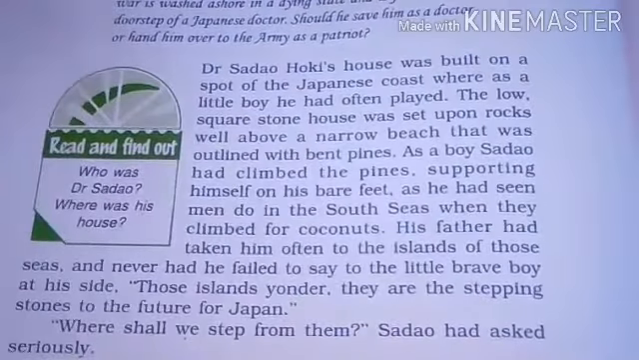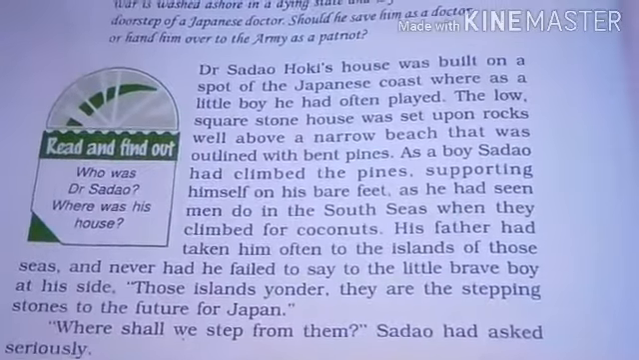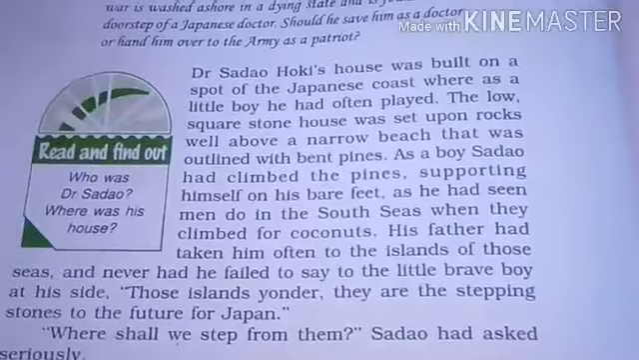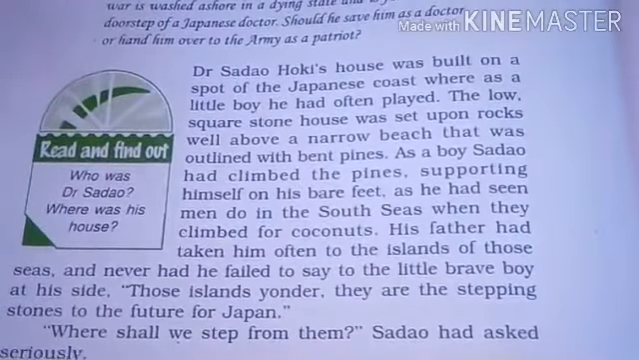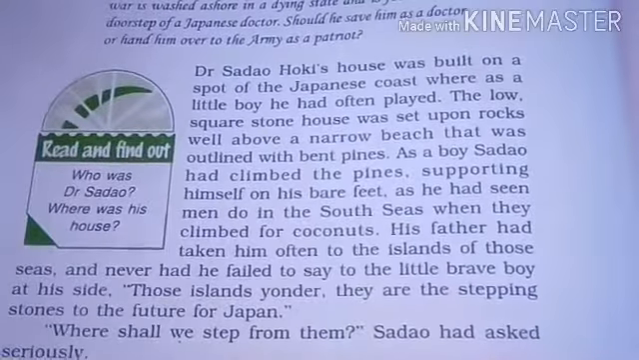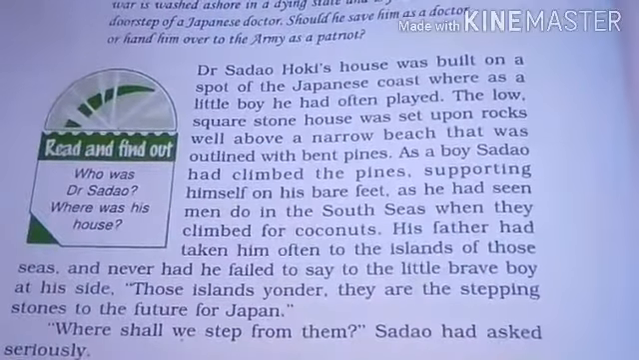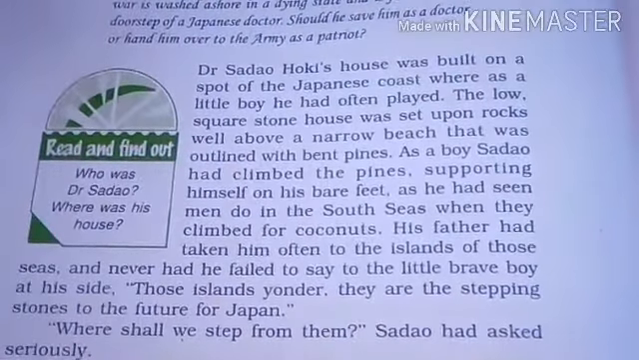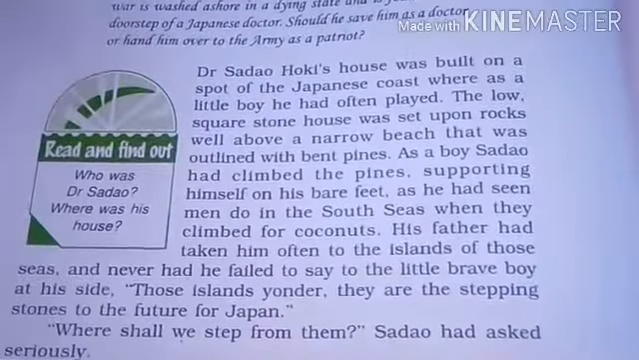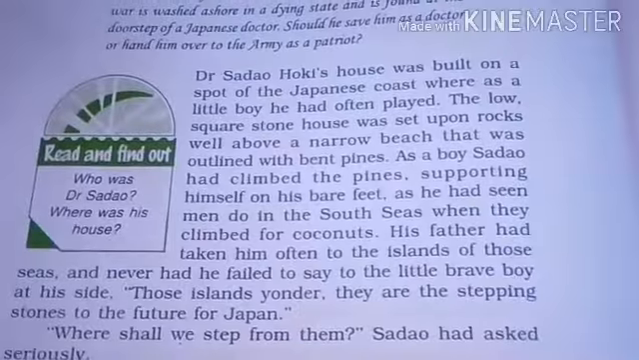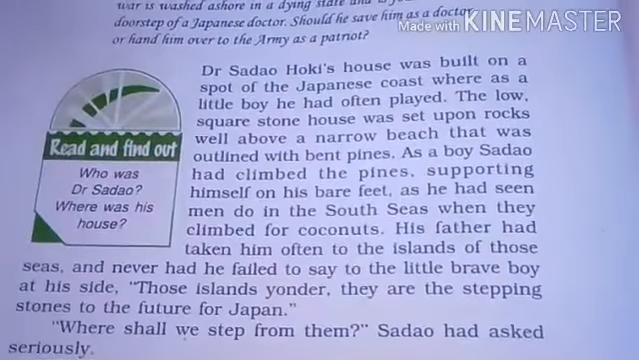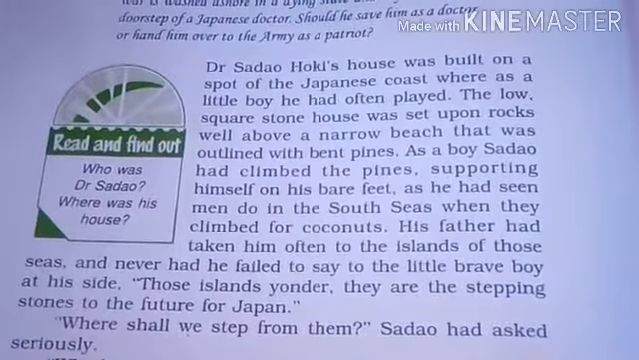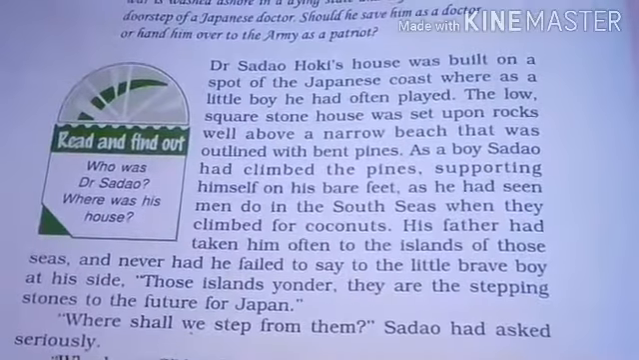So here his house was built on a small hill, which was high above the narrow beach. That is, there was the beach, and well above that beach there was his house on a small hill. This beach was outlined with bent pines, that is, bent pine trees bordered this beach, formed the boundary of this beach.